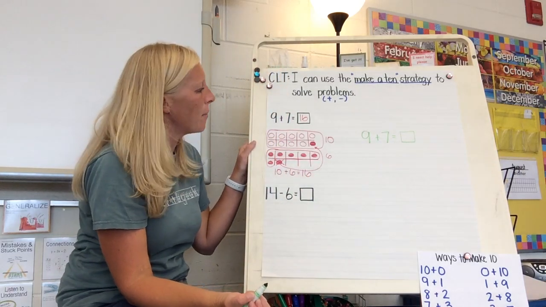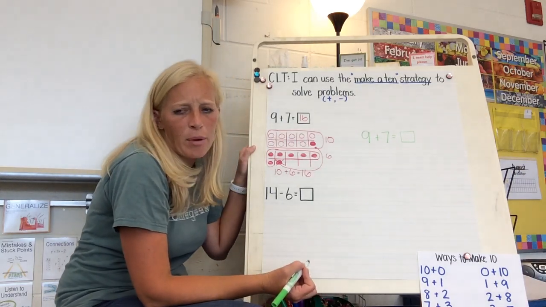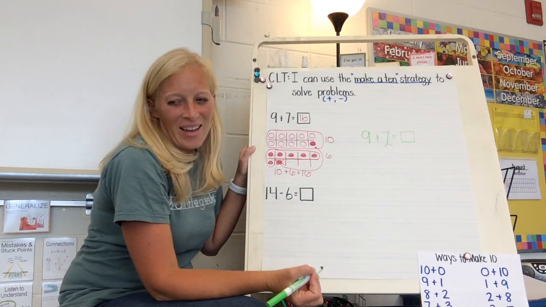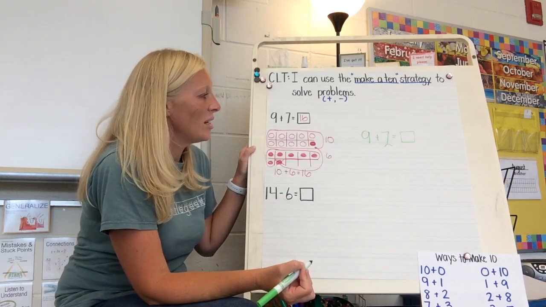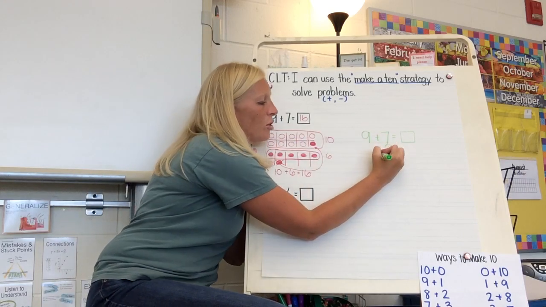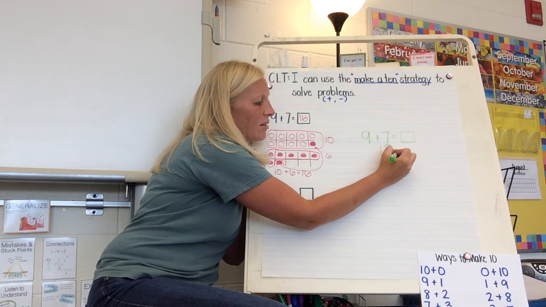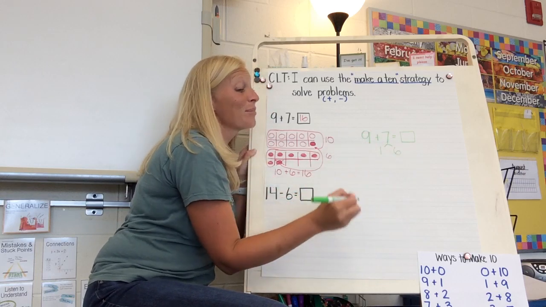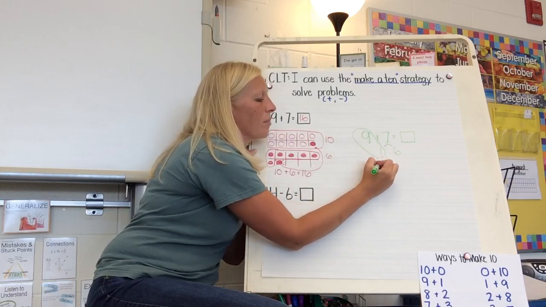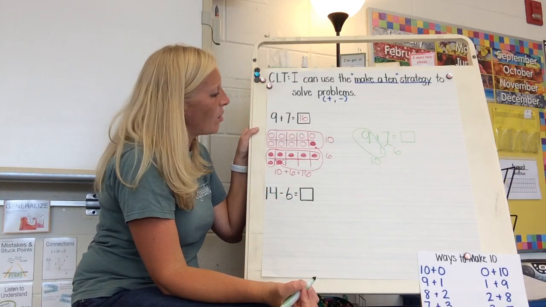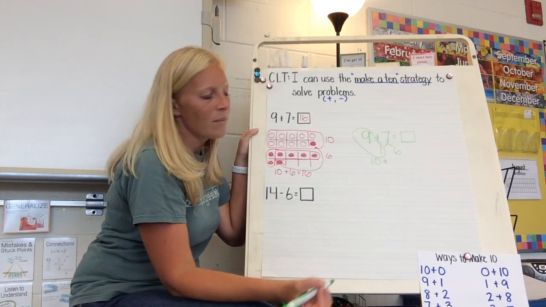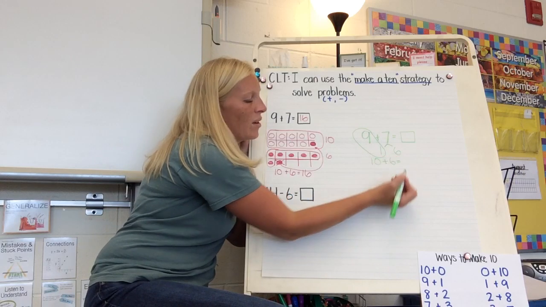Okay, what did that look like? Why were you breaking apart your 7? In number talk last week, we broke apart one of those. And why'd you choose 1 and 6? Yes. Because that 9 and that 1 makes a 10. And then what did you need to do next? And what did that equal?